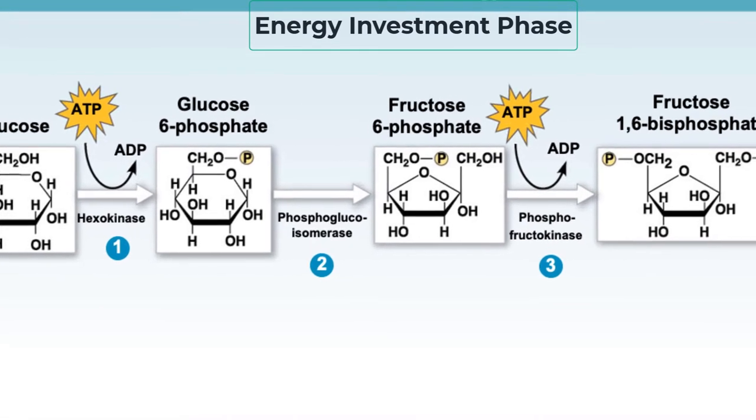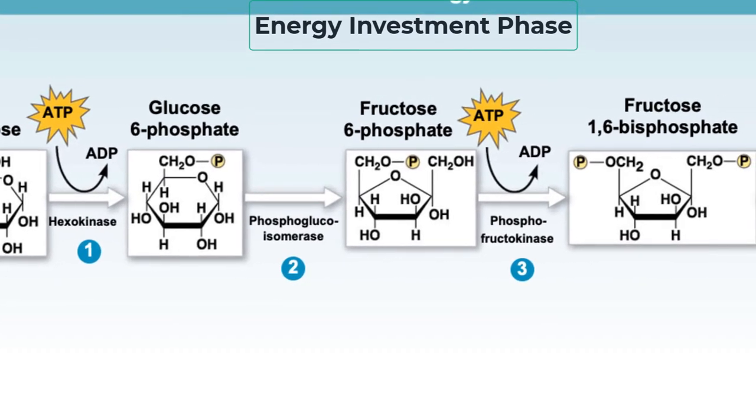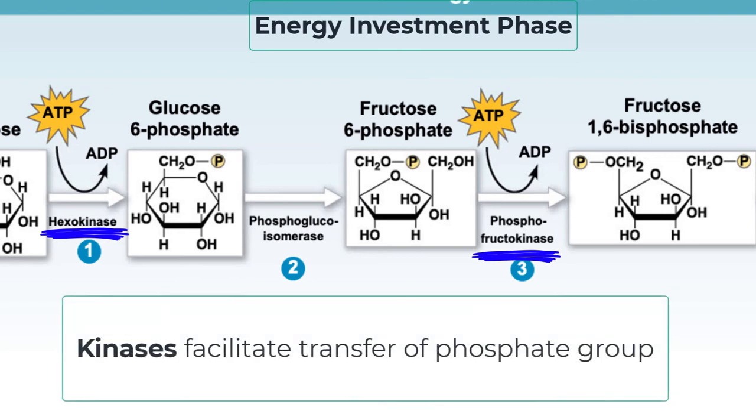Notice that each of these reactions is an enzymatically catalyzed reaction. Every single one needs a special enzyme in order to carry out that reaction at an appreciable rate. Also, notice that reactions that involve ATP, or the transfer of a phosphate group, are all catalyzed by enzymes called kinases. You should know that kinases facilitate the transfer of phosphate groups.